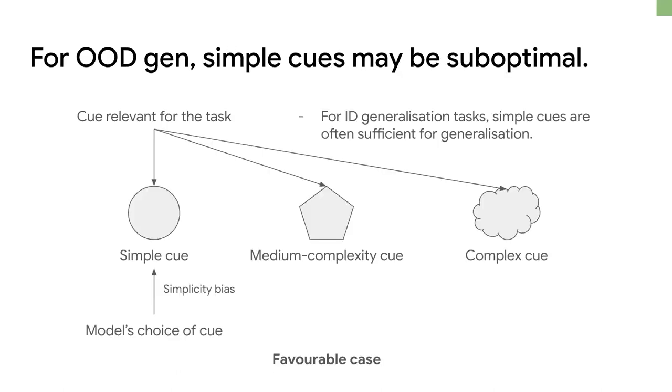So there are people saying simple cues are better. We also have reports saying that if you just focus on simple cues, then probably it's not good, right? So what is right? I think both of them are right. This is kind of showing that. Let's say these three cues are relevant for the task. I would say for the ID generalization task, simple cues are probably the best solution here because that makes you generalize well.